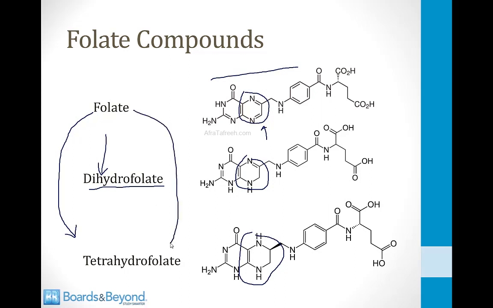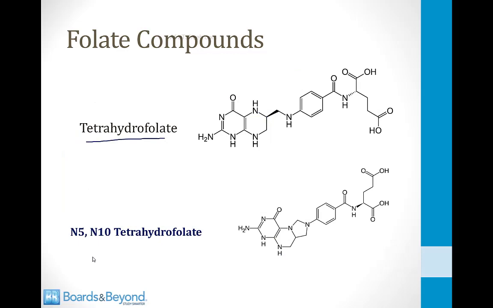So all these structures look very similar. Their main differences are in this one ring right here and the number of double bonds that are present. Tetrahydrofolate can then be converted to N5N10 tetrahydrofolate by adding a carbon right here that connects over to here. And you can see that carbon in this molecule down right here. And that is the carbon that is going to be donated to uridine to create thymidine.